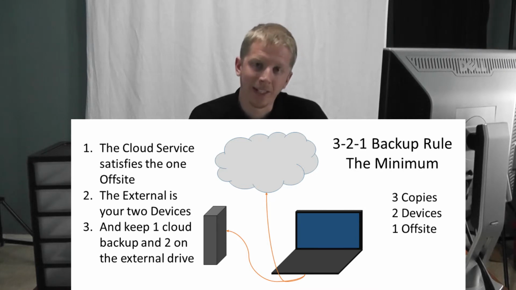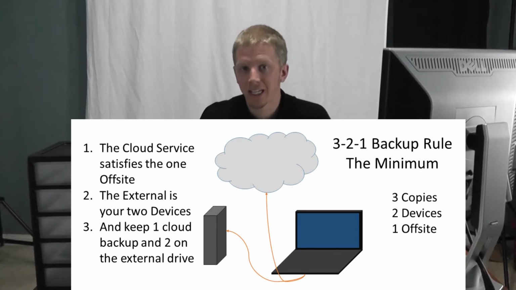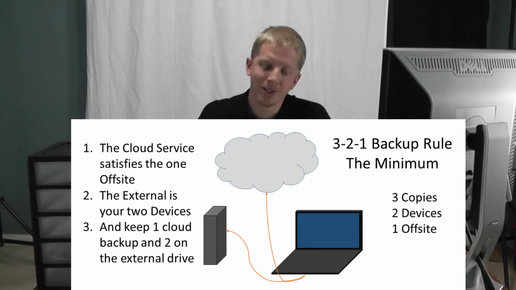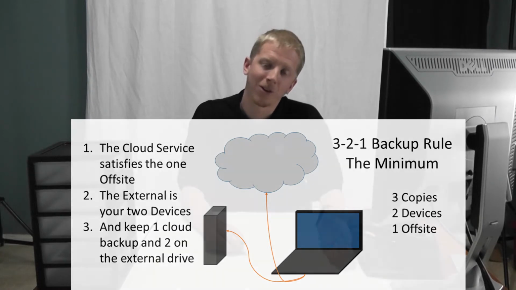That doesn't quite get you 3 copies, but it at least makes you have 2 separate devices, one of them being off-site. If you wanted to satisfy that third one, basically what you would want to do is just make a second backup on that external hard drive. So if your external hard drive is big enough, you could just have 2 separate copies of your backups on there, and that should be enough to maintain, in case one of those backups got corrupt, that you could always get it from the other one locally.